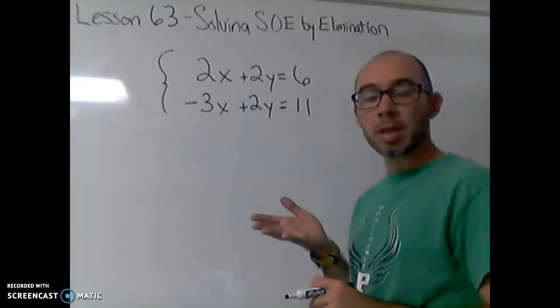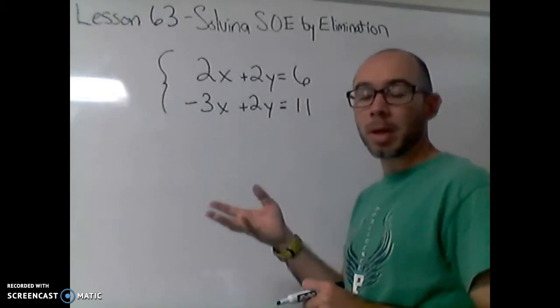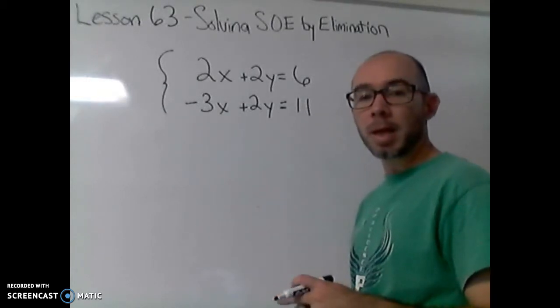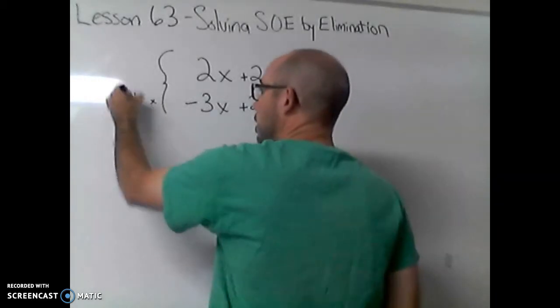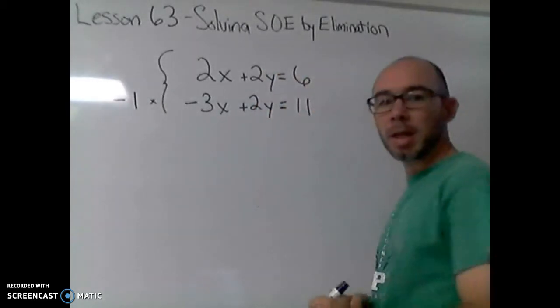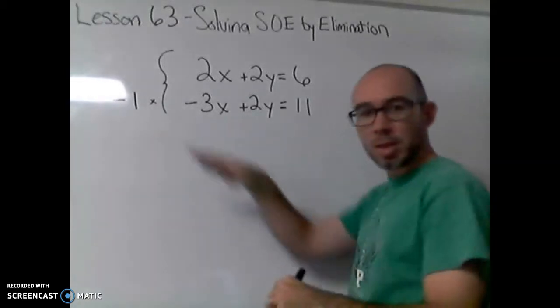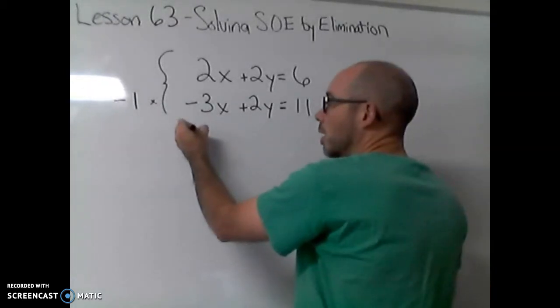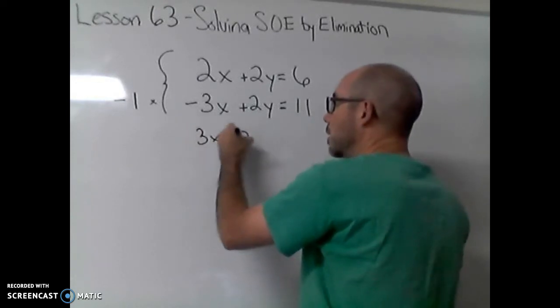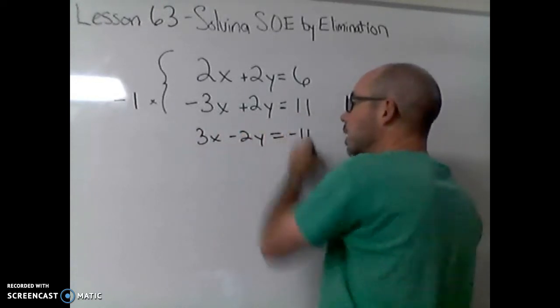Here's something we can do that's kind of the next step, and that would be multiplying one of the equations by a non-zero constant and then combining. So I'm going to multiply this second equation by negative 1. And what that does is it just changes all the signs in that equation. So this one would become 3x minus 2y equals negative 11.